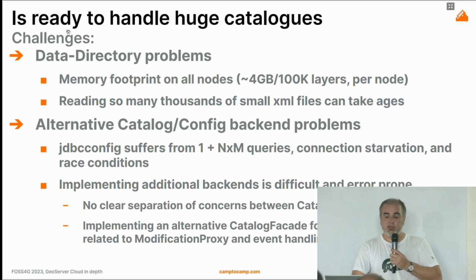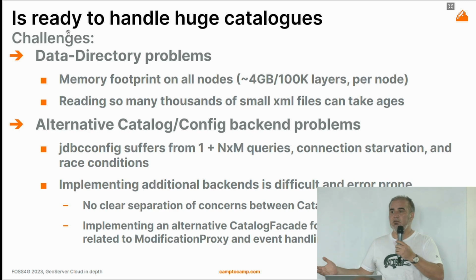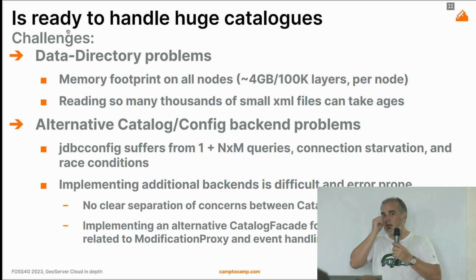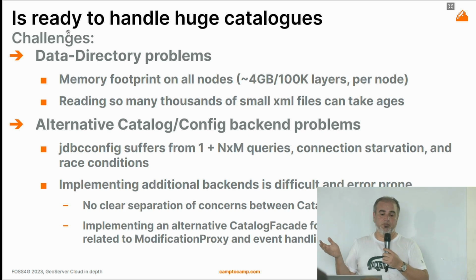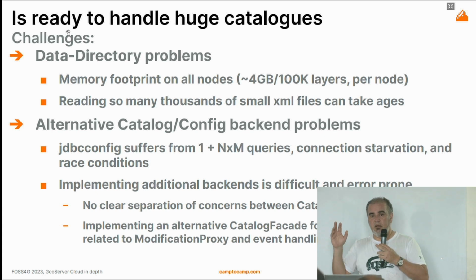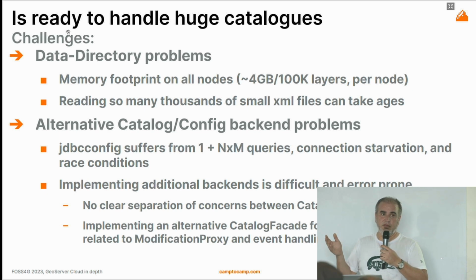So with the data directory you have a memory footprint. Let's say you have this system, all the microservices, you're starting a new system, all the microservices are starting at the same time. Right? If you have the catalog with those 20, 50,000 layers loaded on each node in memory, that's a problem because you need a proportional amount of memory in each node, and you may be launching 20 WMSs or whatever.